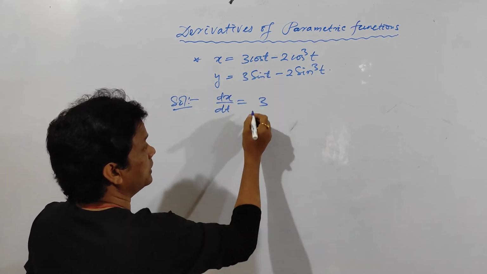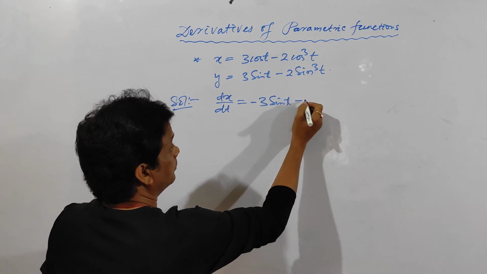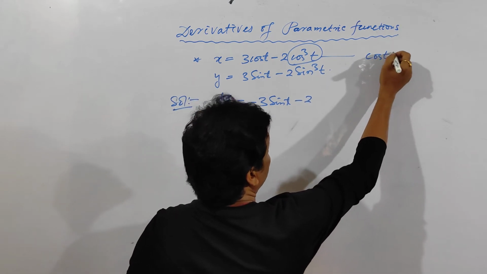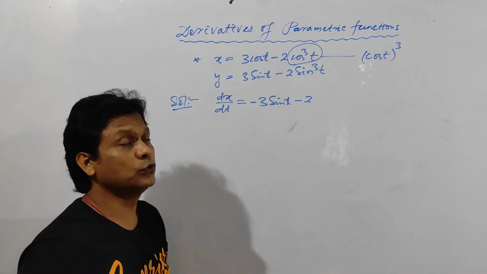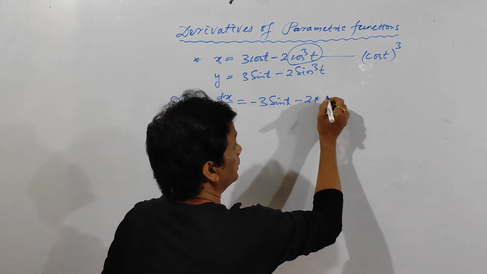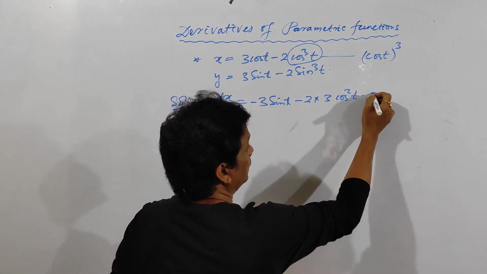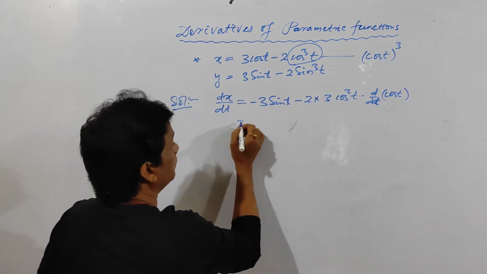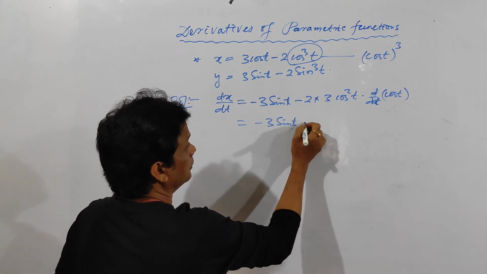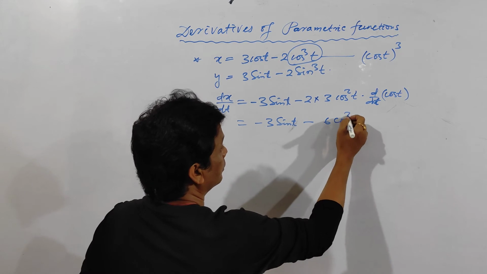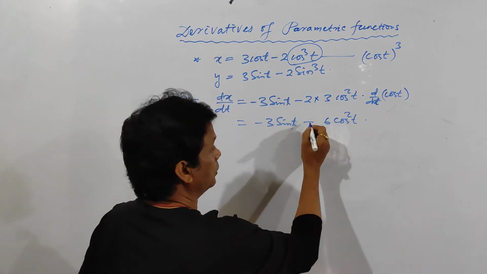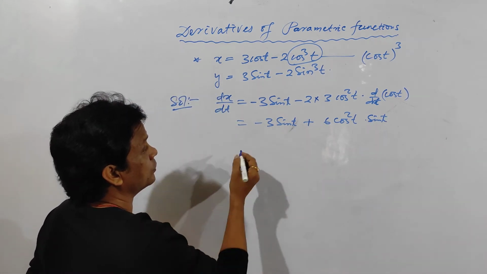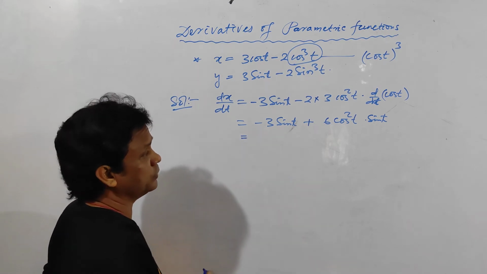3. Derivative of cos t is minus sin t, minus 2. And this quantity can be written as, see here, I can write this one as cos t whole cube. And apply u to the power n. So this will be 3 cos square t into derivative of cos t. So it will be minus 3 sin t minus 3 into 2 is 6 cos square t and derivative of cos t is minus sin t. So this will become plus 6 cos square t into sin t. Clear?